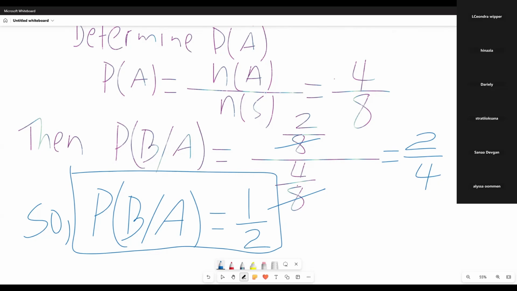P of A is N of A over N of S. N of A, we found that before, was 4. N of S is 8. And then P of A and B, we found that before it was 2 over 8 or 1 over 4, but I used 2 over 8, okay? Instead of 1 over 4. And then we found P of A is 4 over 8. So that's why here I cancel the 8. See here I can do that. All right? So we got 2 over 4. You simplify by 2. So the probability of B given A is 1 over 2.